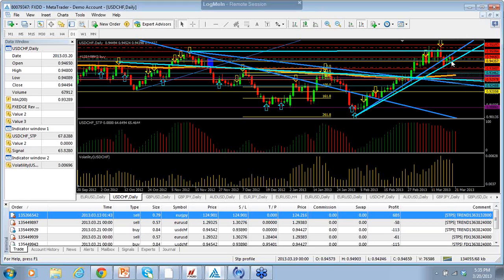The good thing about this is that our areas of support are being respected. This area of support is being respected here. We had a close above it. The market did test it, but it did close above it, and so it does bode well for a buy trade for the time being.